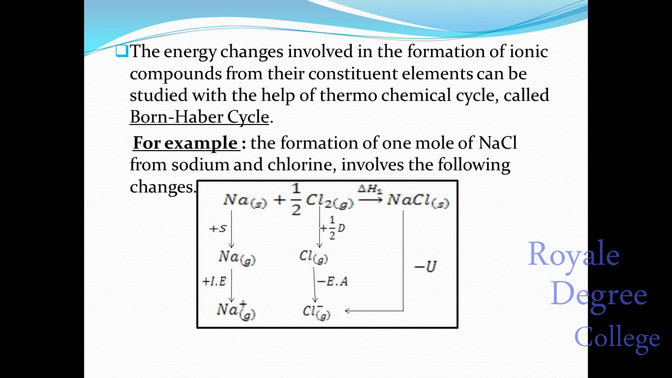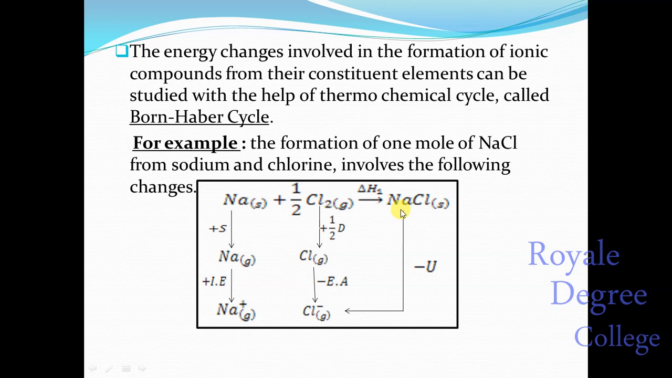The energy changes involved in the formation of ionic compounds from their constituent elements can be studied with the help of a thermochemical cycle called the Born-Haber cycle. For example, the formation of 1 mole of sodium chloride from sodium and chlorine involves the following changes. As you can see here, sodium in the form of solid reacts with half mole of chlorine gas, with ΔH1 amount of energy, and as a result we are getting sodium chloride in the form of solid. This is the single step reaction.